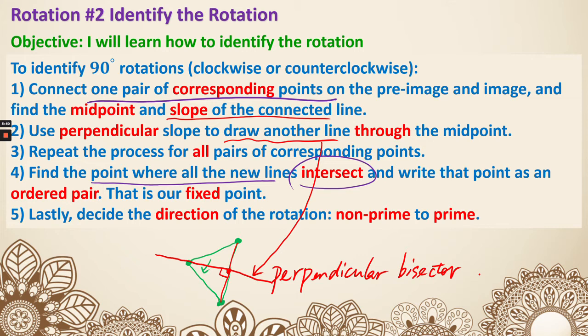And after you find that fixed point, lastly, you just need to decide the direction of rotation. Remember, it's got to be from the non-prime figure to the prime figure, pre-image to image. Now let's see how this works in an example.